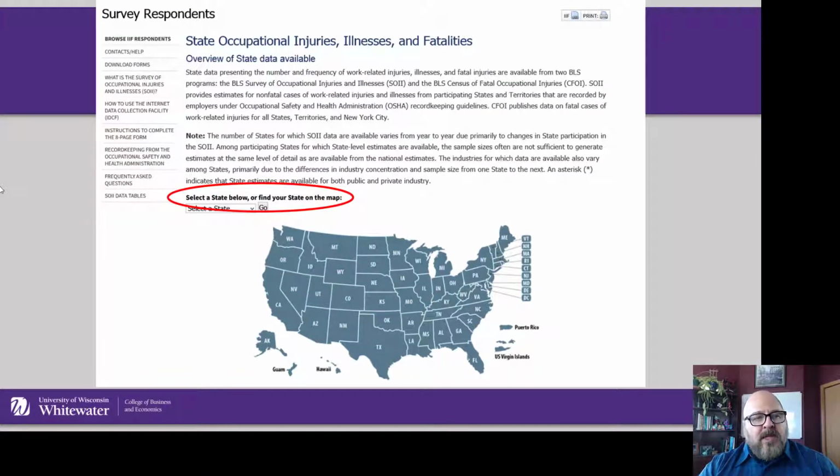For the homework, I believe, it's either the homework or the study sheet, I want you to look up Wisconsin's incidence rate. And if you click on the state or click on where the red is, you'll be able to find that. Right below this, if you were to scroll down when you're on this page, you'll find everything you need.